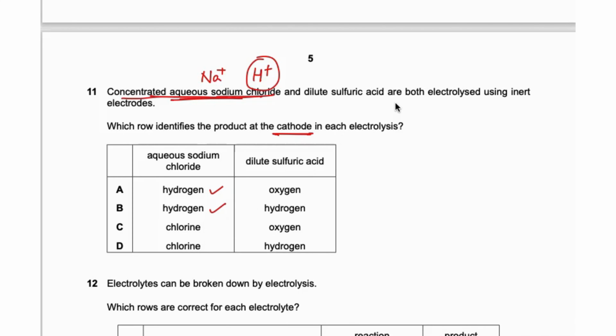When it is dilute sulfuric acid, then at the cathode, from sulfuric acid, H+ is formed, and from water also H+ can be formed. So in both the cases, hydrogen can be formed. So it is the right answer. So the right choice is B.